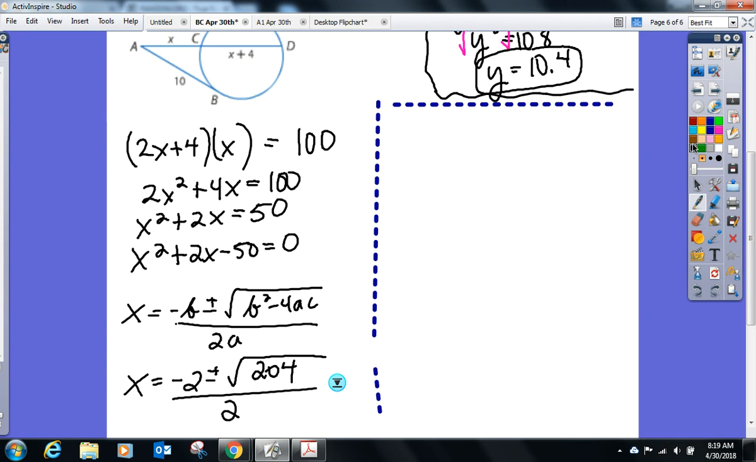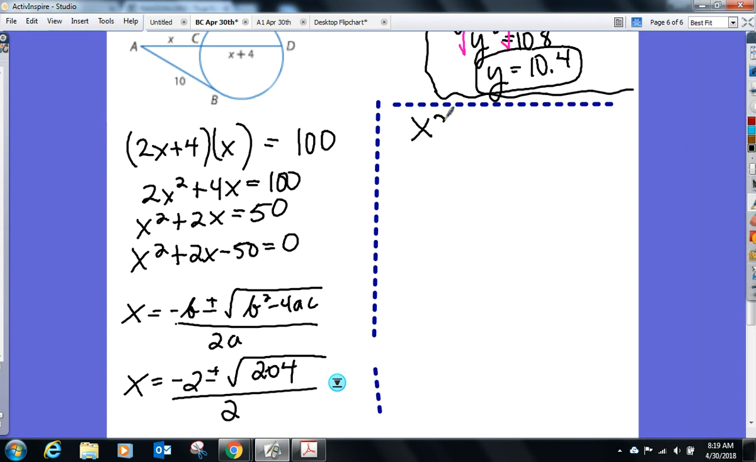All right, so start with the original quadratic: x squared plus 2x minus 50 equals 0. Let's complete the square on this one. Anybody know the first step, completing the square from last year? Go ahead, Evan. Get your c value to the other side. All right, c value's got to be moved over. So you've got x squared plus 2x equals 50.